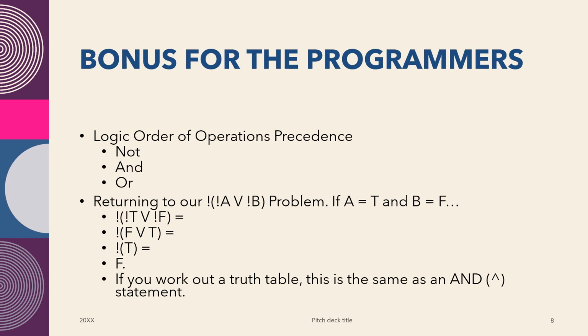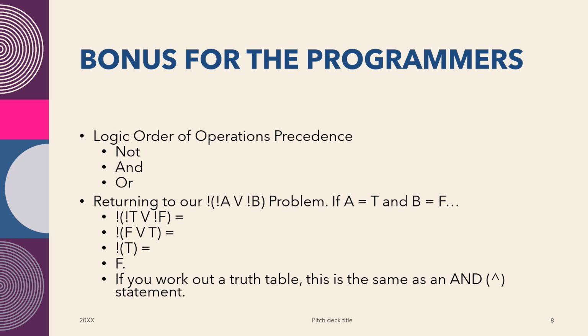So I did mention earlier that we were going to go through the logic order of operations for the programmers. And believe it or not, this type of math, and it is math, does have its own order of operations. The logical order of operations precedence is, first we do not, then we do and, and finally or. Now let's return to the problem I mentioned at the beginning of this video. And we're going to do not, in parentheses, not A or not B.